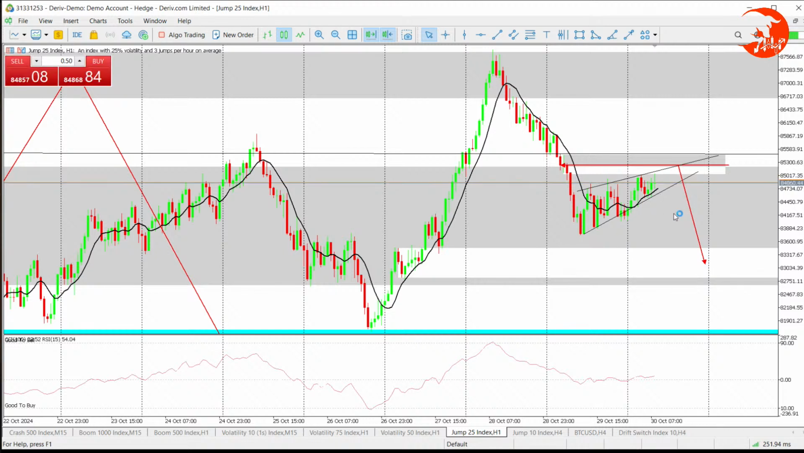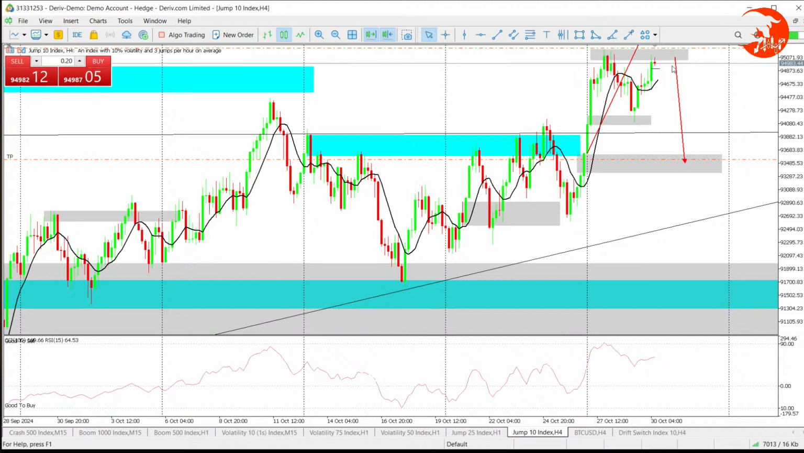This is consolidating. We will be waiting for price to reach that level and then enter our sales. These will be risk-free sales, and Jump 25, it's a money giver. It's like Boom 1000, but also it is a money taker if you are wrong. So you want to be patient enough to wait for a clean entry, the one that will give you the reward.